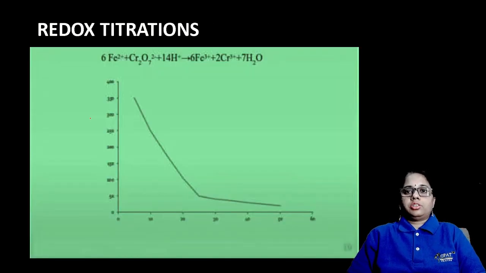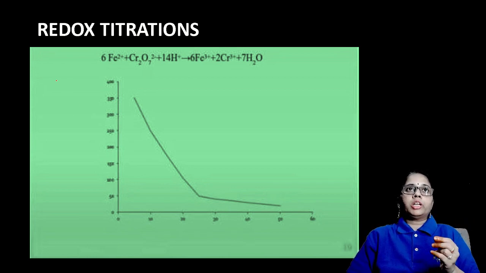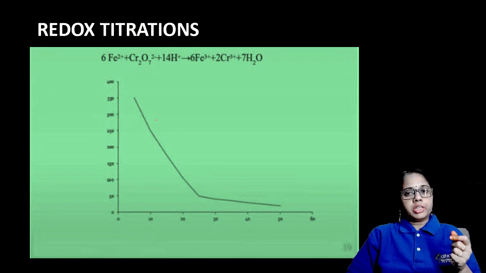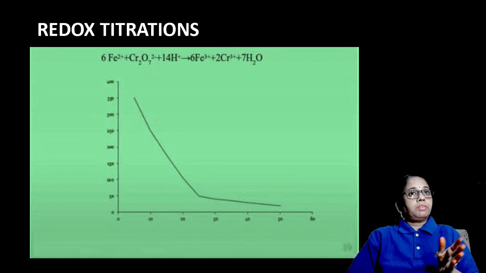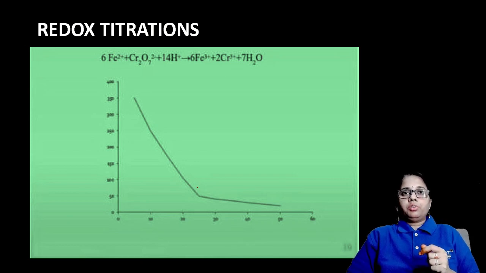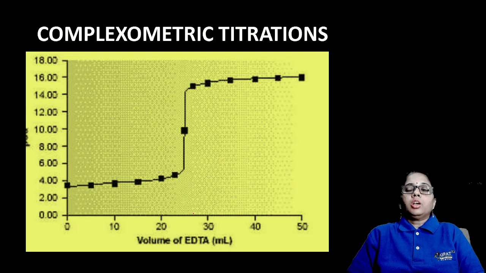Now redox titrations. If you look at the application of the conductometry principle in redox titrations, we know that both oxidation and reduction take place. For example, chromate ions with iron. For all the compounds where both oxidation and reduction take place, we can perform conductometry very well. Here the end point is here. The conductance is initially more, then it slowly goes down, and afterwards it remains constant. The intersection of these lines is taken as the end point.